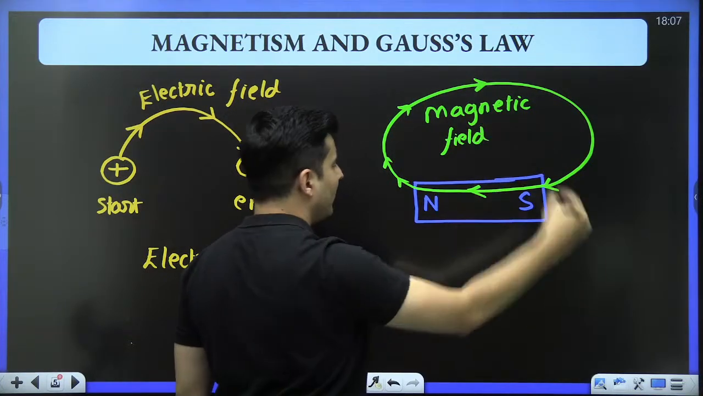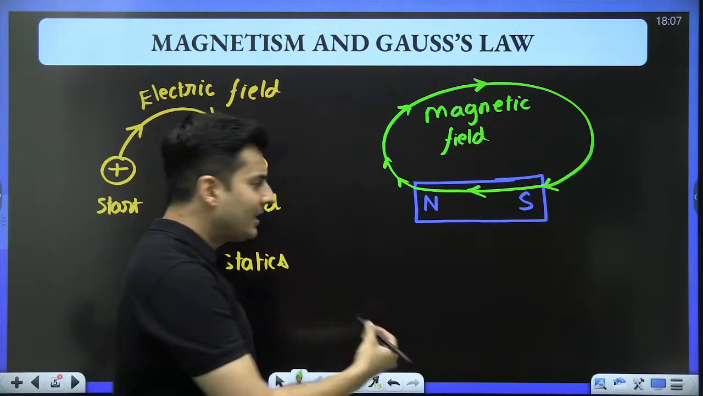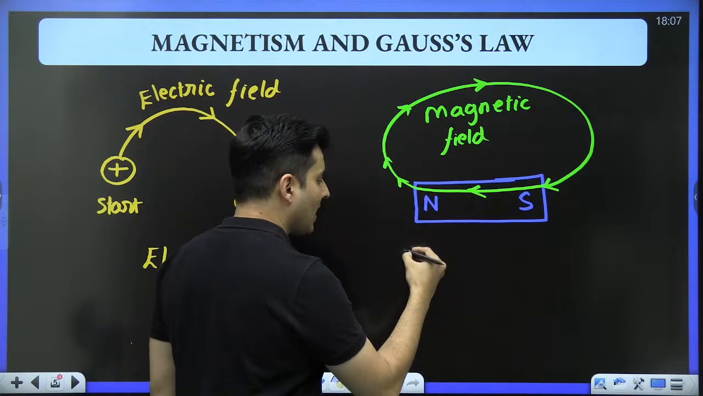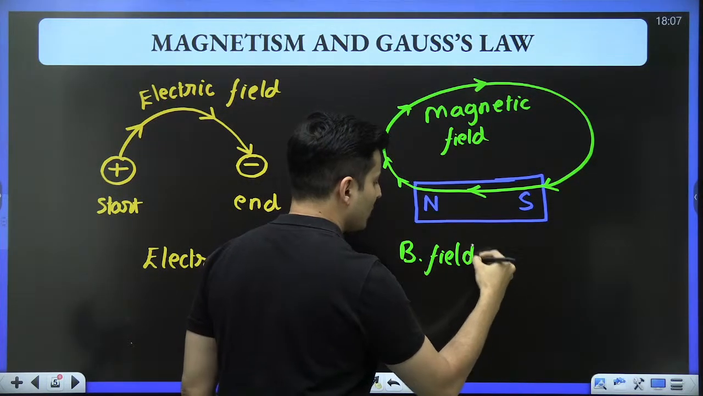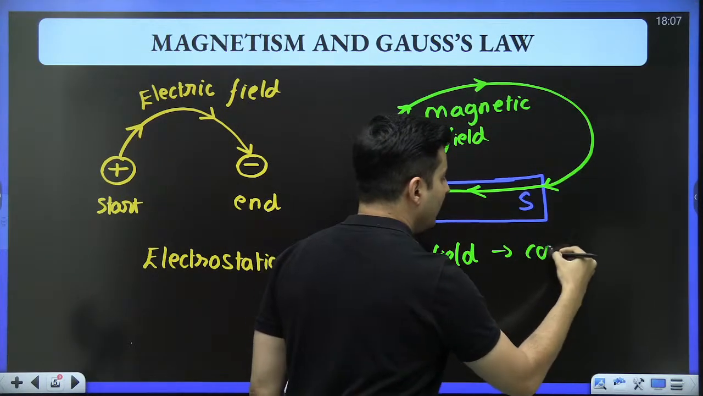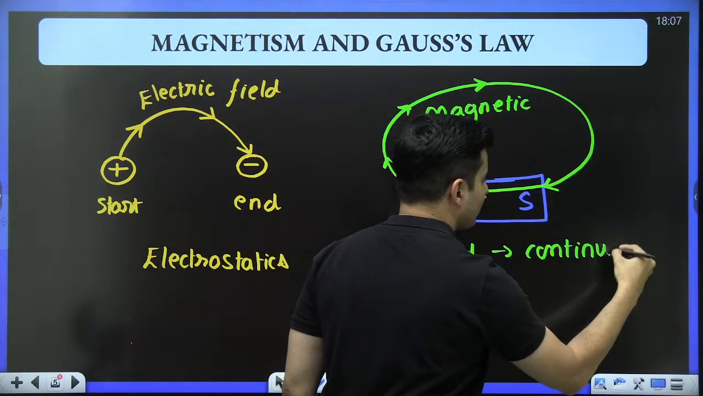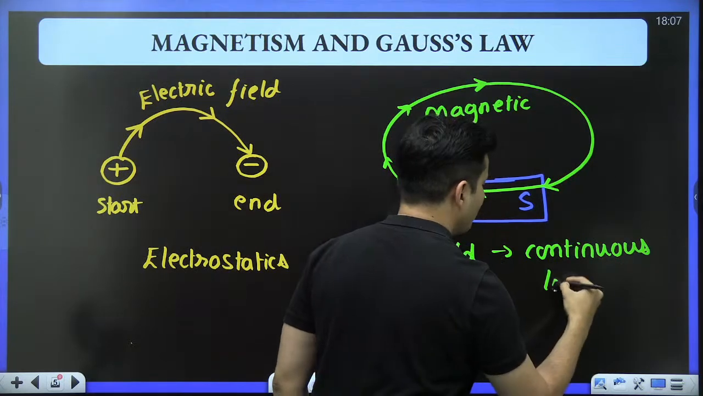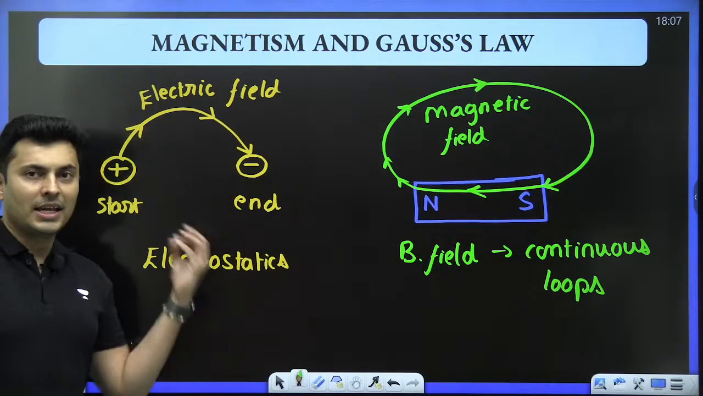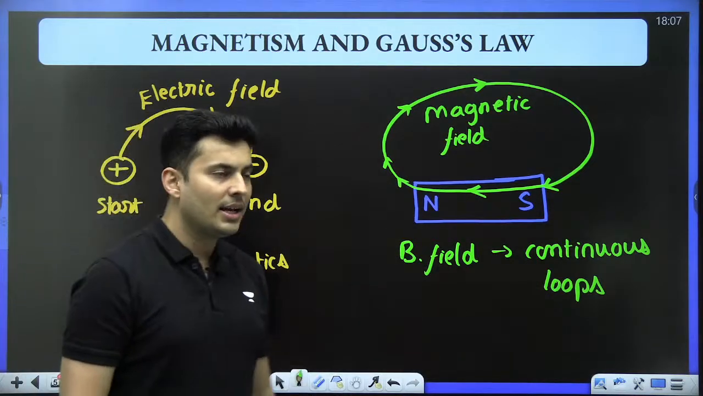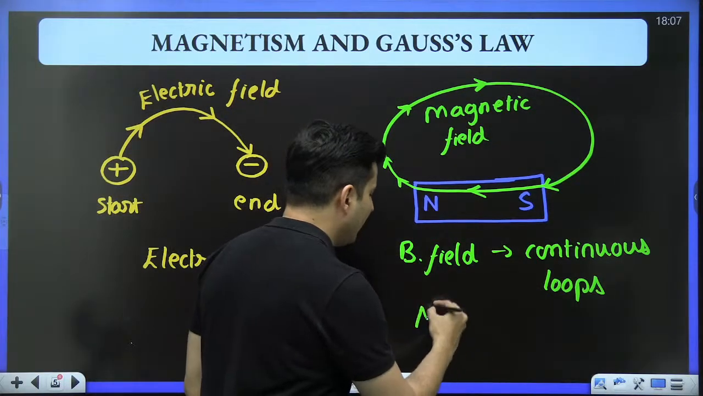And the most important property of magnetic field is that these field lines of the magnetic field, the B field which you call, are always continuous loops. There is no start or end, just like in electrostatics. So that is what happens in magnetism.